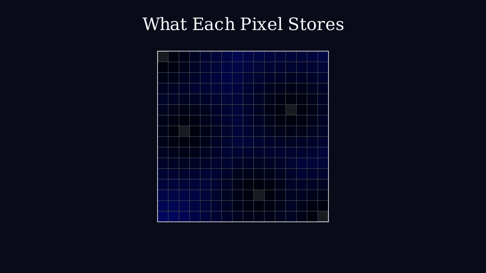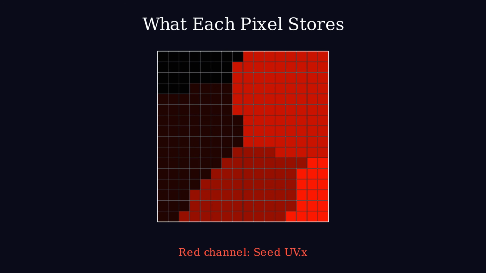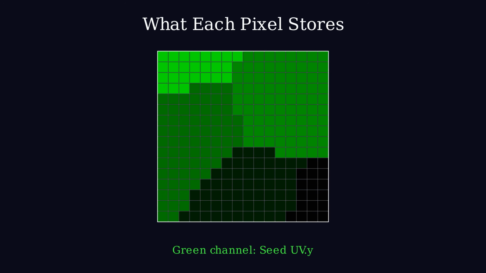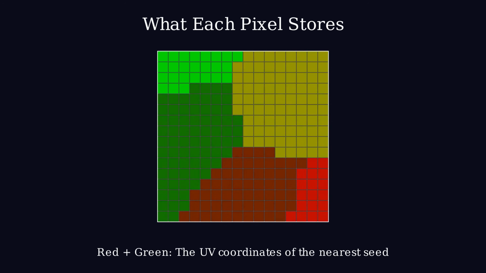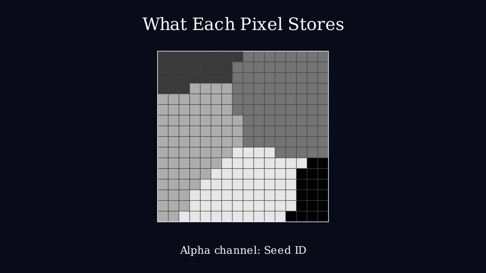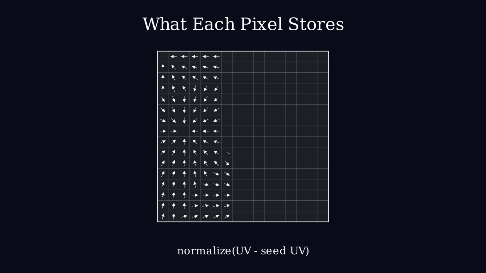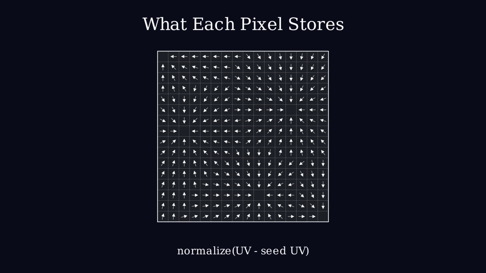So what does each pixel actually know after JFA? The blue channel stores the distance to each seed, the how far. The red and green channel store the UV coordinates of the nearest seed, the where. You can also pack an integer ID into the alpha channel if you need to tell seeds apart. By subtracting the UV coordinate and the seed UV coordinate, you get the direction, the which way. Direction, distance, identity. Just from one texture.